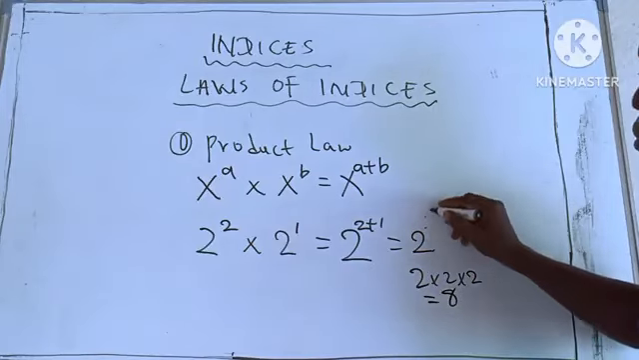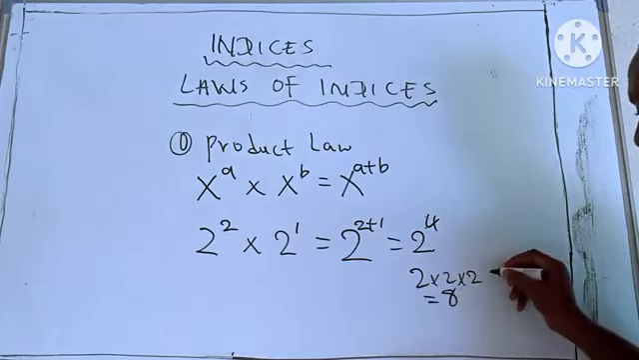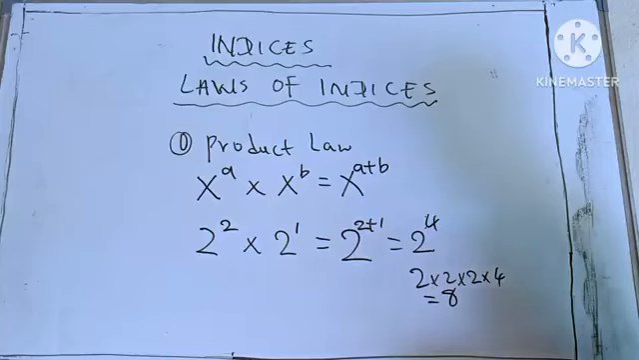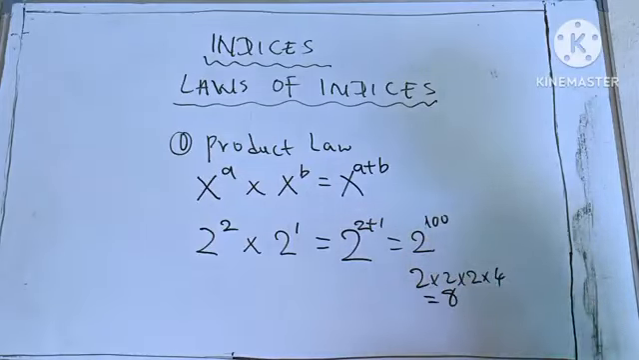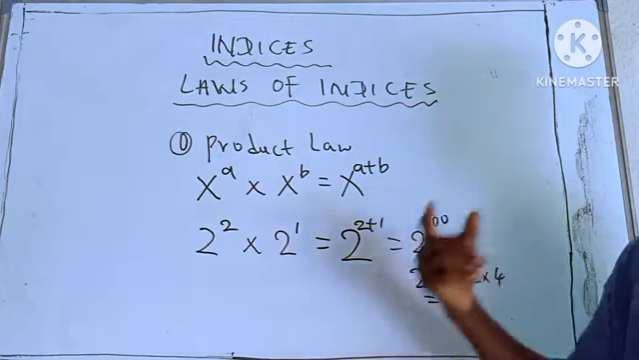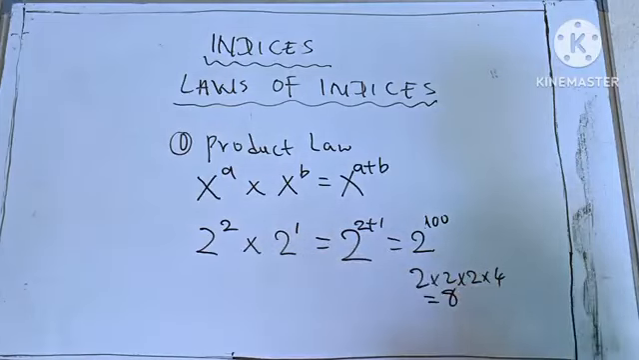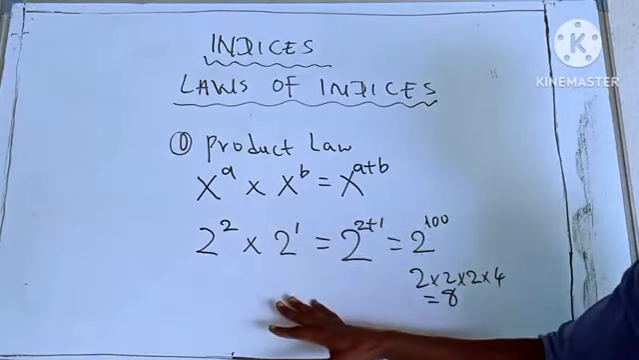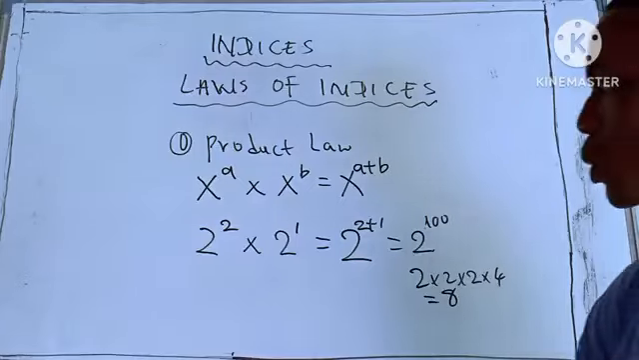For example, if you have raised to power 4, what you need to do is 2 times 2 times 2 times 2, 4 times. Are you getting it? If you have raised to power 100, what you need to do is 2 times 2 times 2, 100 times. Are you getting it? So this is the first law of indices. It's called the product law. So let's go to the second law.